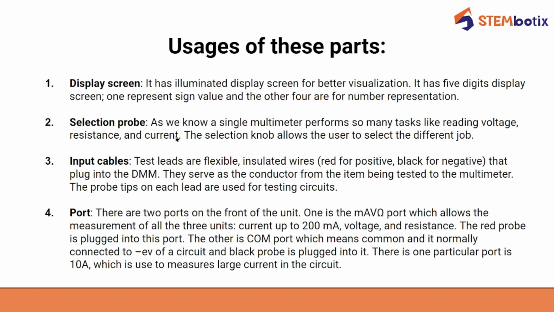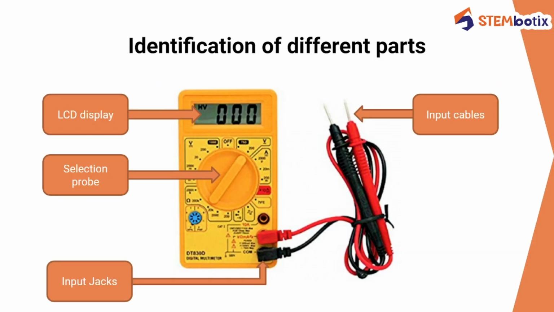Thereafter, there is a selection probe. As we know, a single multimeter performs so many tasks like reading voltages, resistance, and current. This selection probe allows the user to select the different jobs. So using the selection probe, you can change the functionality, or you can change the range also.